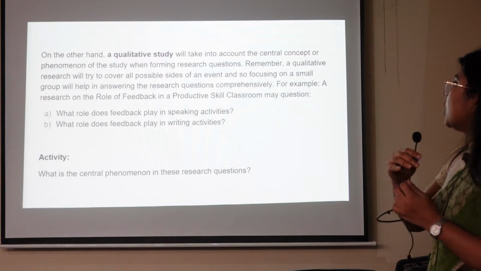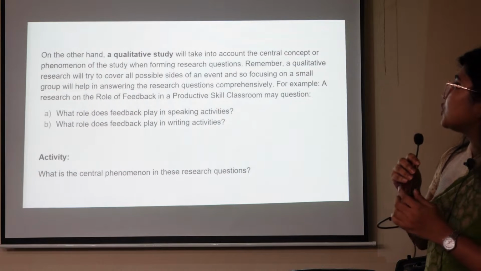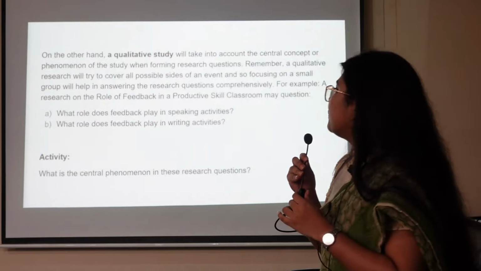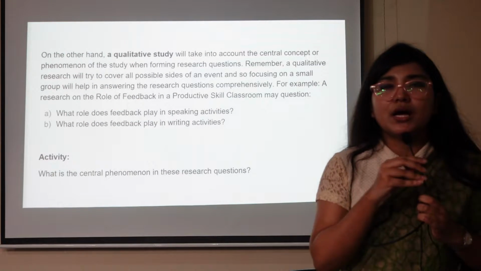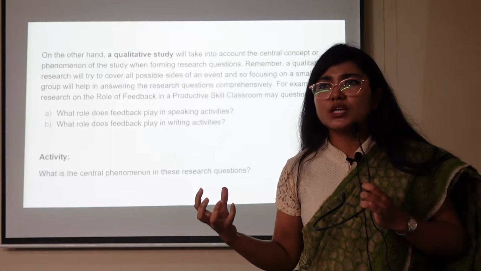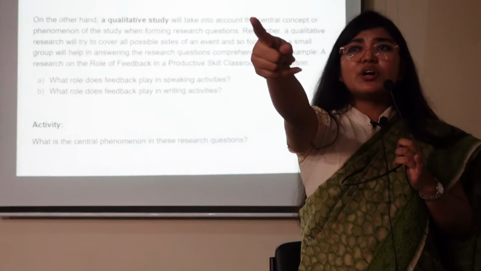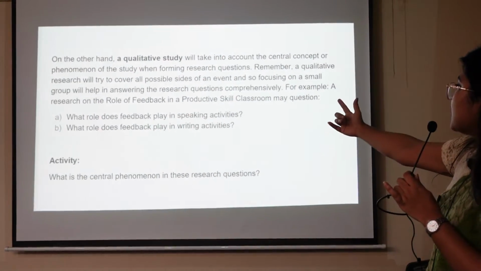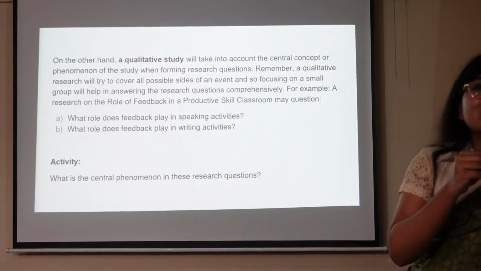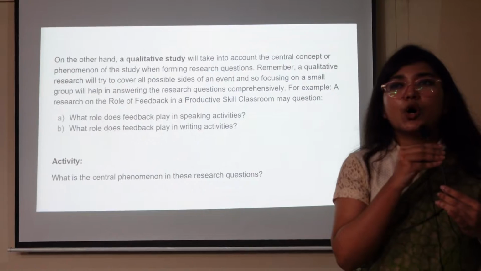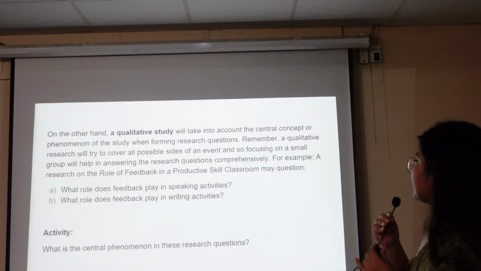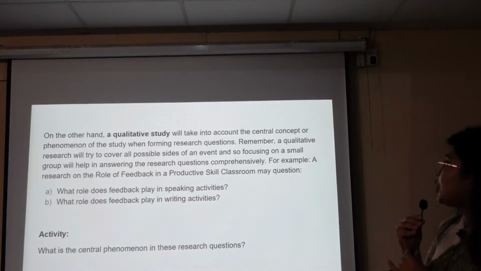The topic, the issue. So, remember, qualitative research will try to cover all possible sides of an event, so focusing on a small group will help in answering the research questions comprehensively. So, why do we go for a small sample size in a qualitative research? Because the questions are open-ended, and because we look at all possible sides when describing an event or a central phenomenon in a qualitative research.